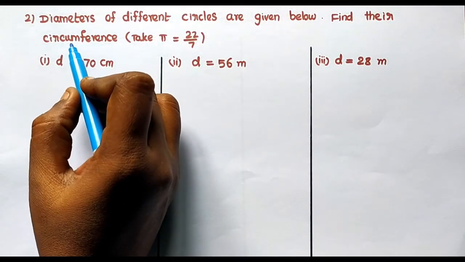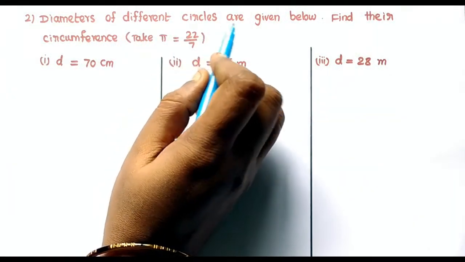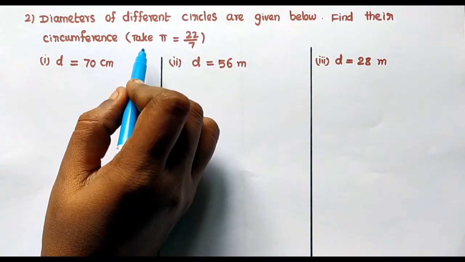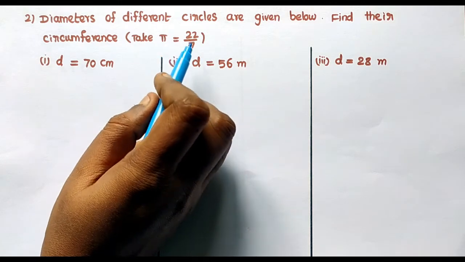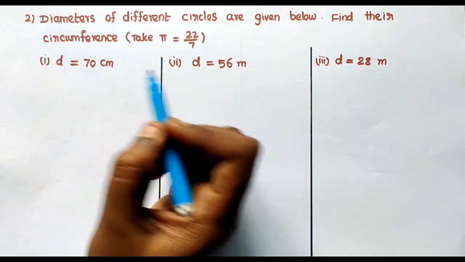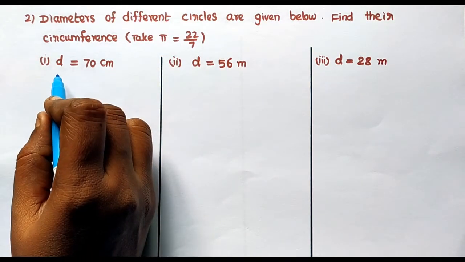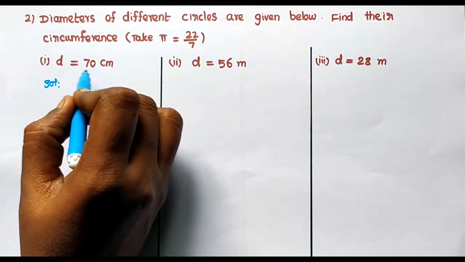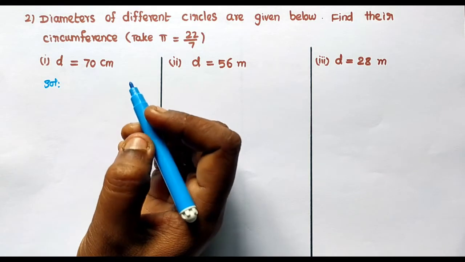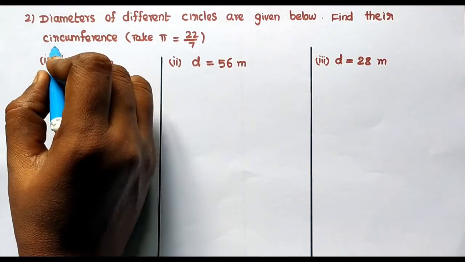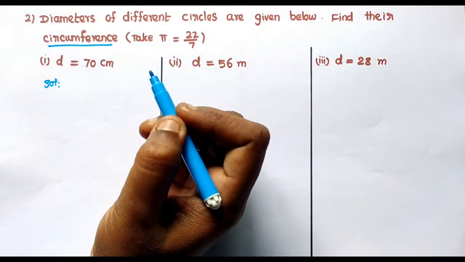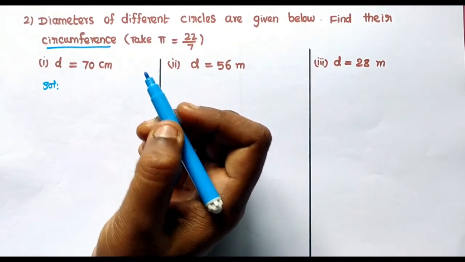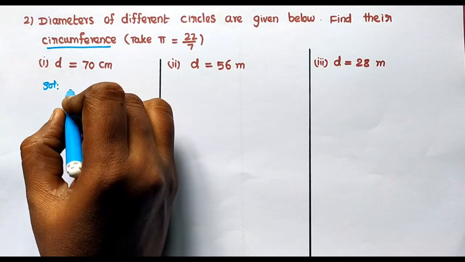Second sum. Diameters of different circles are given below. Find their circumference. Take the value of pi equal to 22 by 7. Listen, they have given the diameters of the circles. D equal to 70. We want to find the circumference. To find the circumference, first you have to find the radius.